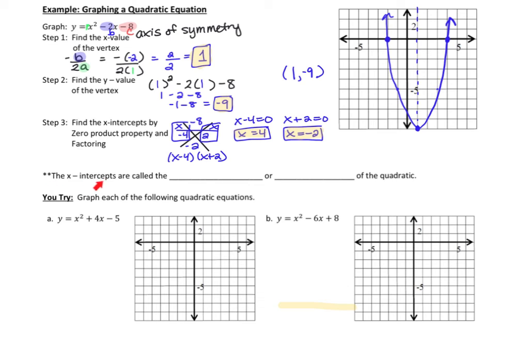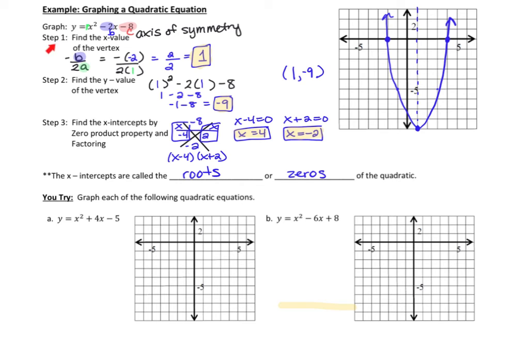When it comes to quadratics, there's a couple names we use to identify x-intercepts. These can be called roots. They're also called zeros. Now let's go through this process again with some practice problems.